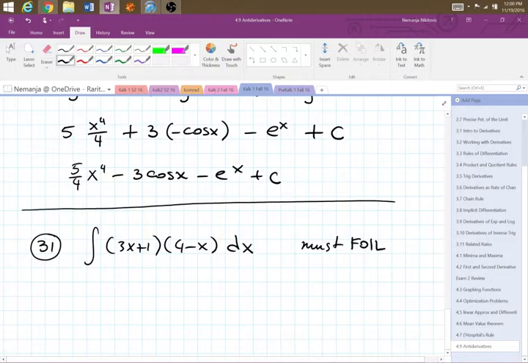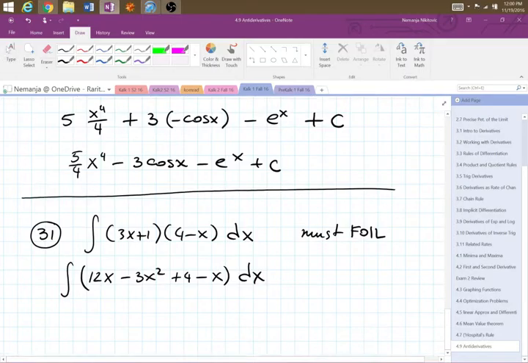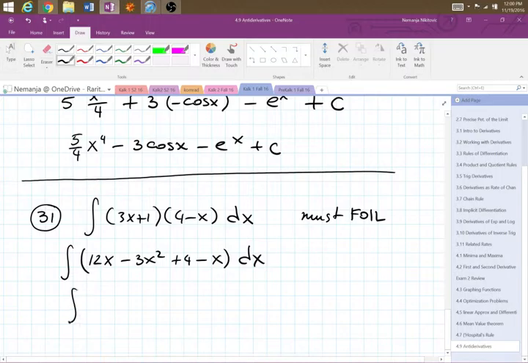So we FOIL. We have 12x minus 3x squared plus 4 and minus x, everything in parentheses, dx. I will explain why you have to have these parentheses as well. If you have multiple terms, you need parentheses. So now I am going to put everything in decreasing order of exponents.